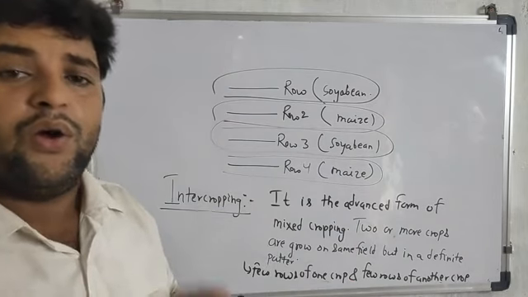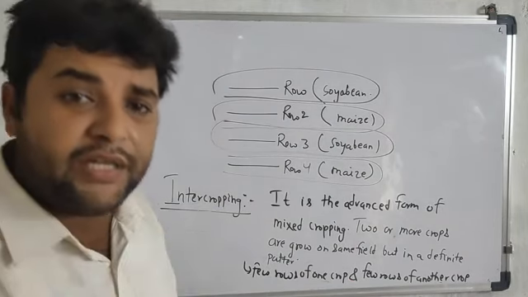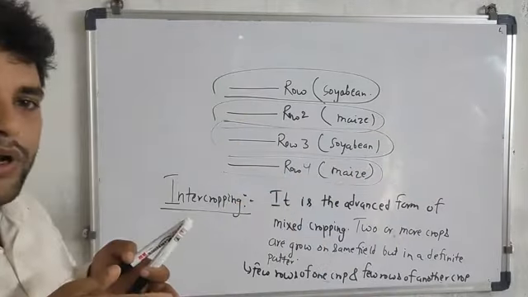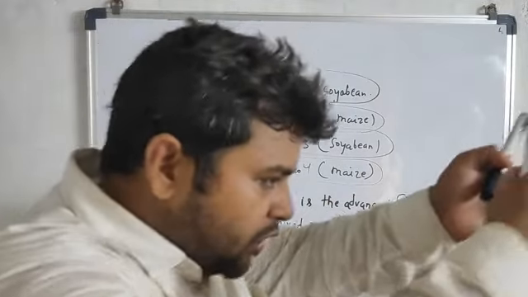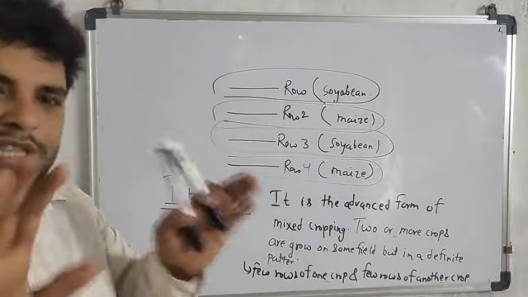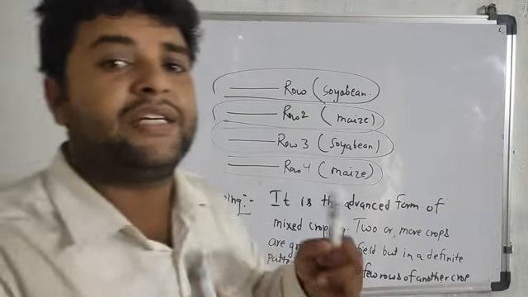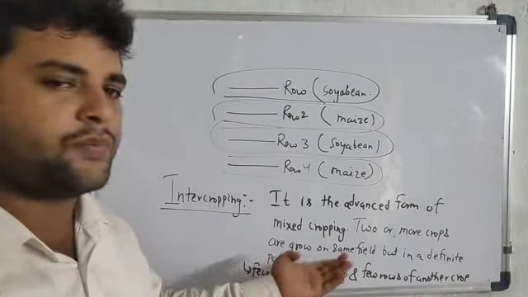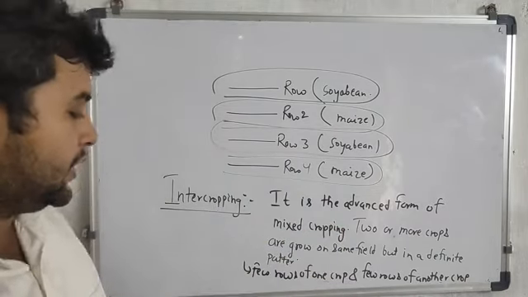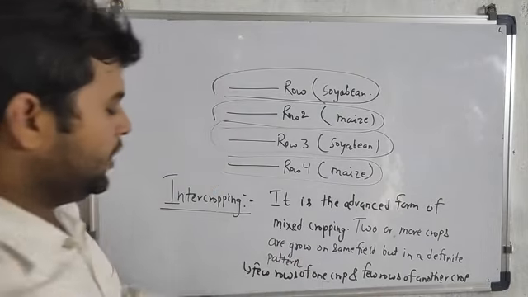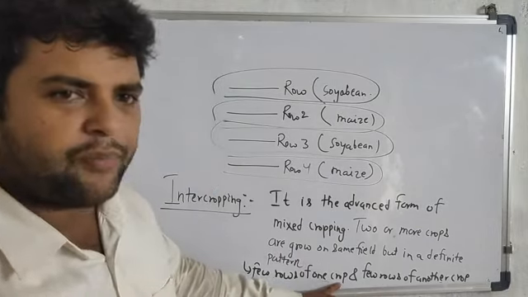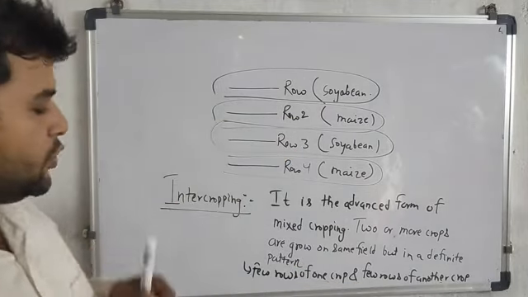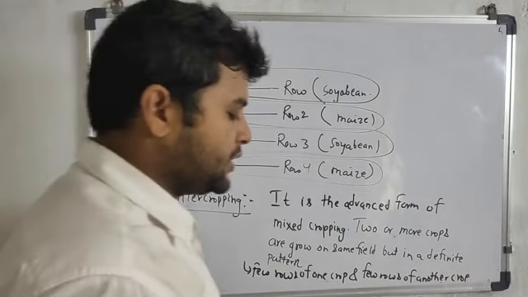But whenever you are discussing intercropping, then one particular crop is sown in a particular row, another crop is sown in another particular row. So this is the basic difference. So it is known as intercropping. This means it is an advanced form of mixed cropping where two or more crops are grown on the same field, but in a definite pattern. Suppose few rows of soybean, few rows of another crop, that is few rows of maize. So this type of cropping is called intercropping.